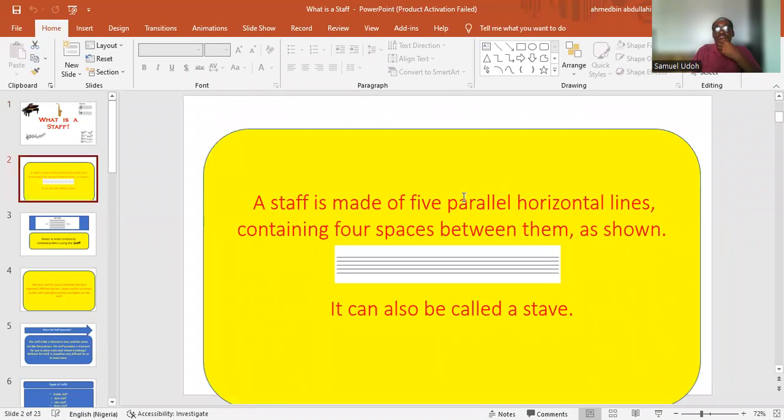So a staff is actually made up of 5 parallel horizontal lines containing 4 spaces between them as shown below. A staff is made up of 5 parallel lines, 1, 2, 3, 4, 5, with 4 spaces in between them. We have space 1, space 2, space 3, space 4. It can also be called a stave. Another name for a staff is a stave.